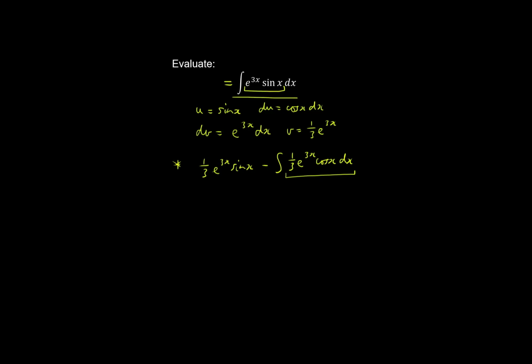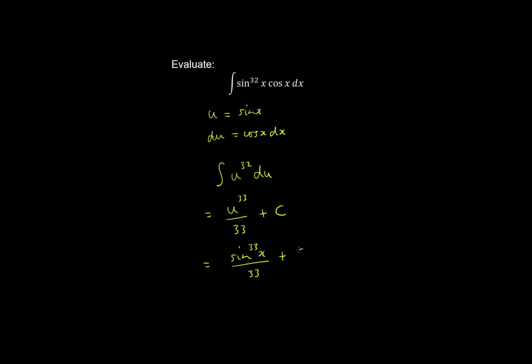Let's evaluate this integral. So sin x and cosine x are derivatives of each other, so we can use u-substitution. So setting u equal to sin x, du is cosine x dx. And therefore we can write the integral as u to the power of 32, integrated with respect to u. And therefore, using the power rule, we obtain u to the 33 on 33, plus the constant of integration, and then substituting back for sin x, we get sin x to the power of 33 on 33 plus c.